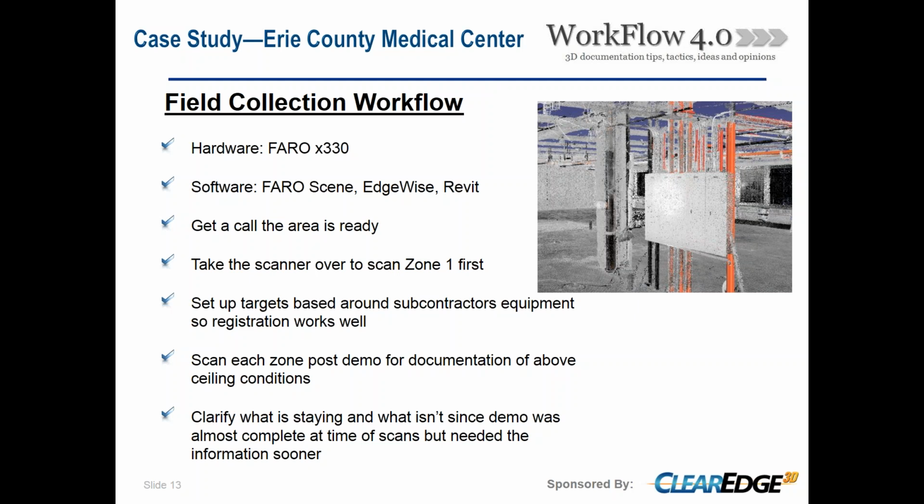We scanned each zone post-demo and then documented where all of the information was, steel beams, as well as MEPs. And then the last part was, once the model was complete, verifying what was staying. So in the image to the right, you can see the electrical panel boxes. Those were actually there to remain. They were getting built into a new wall. So we had to make sure we modeled that and allowed for that in the space for coordination.